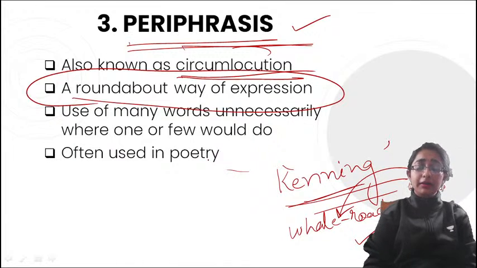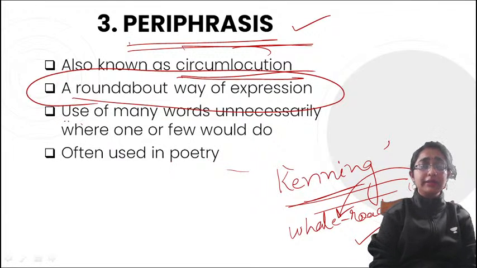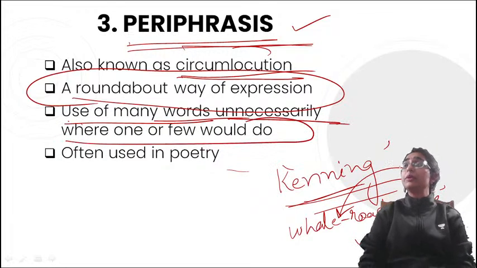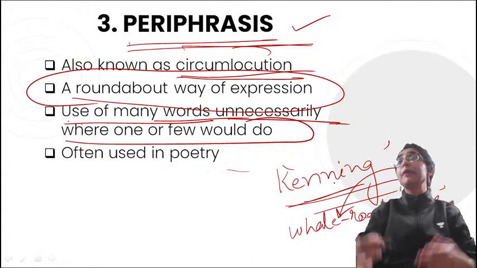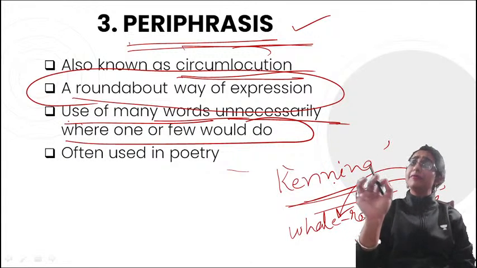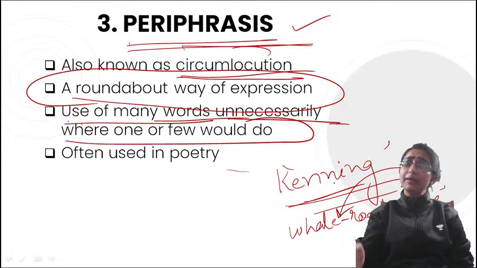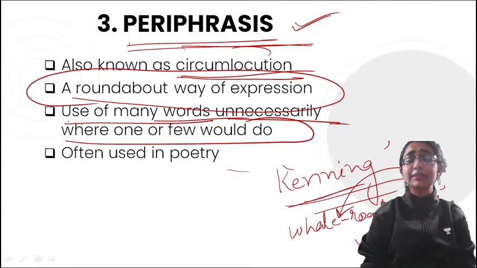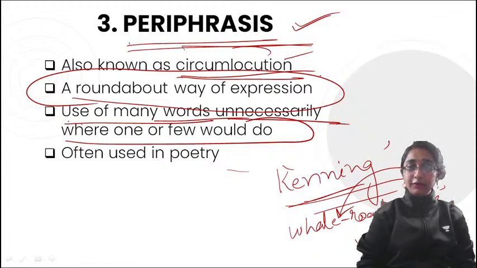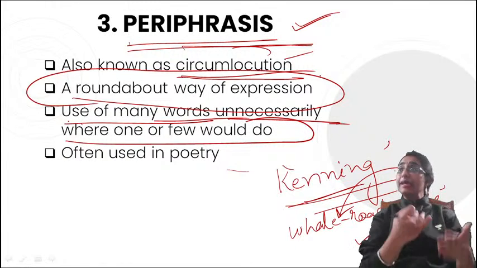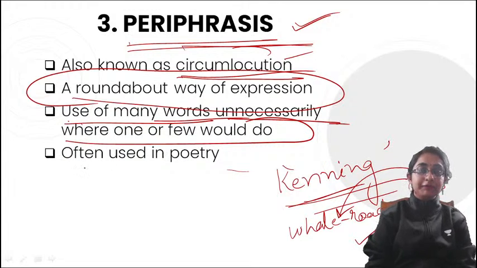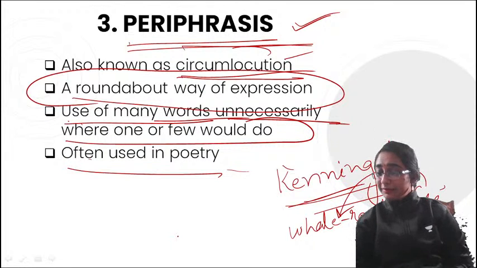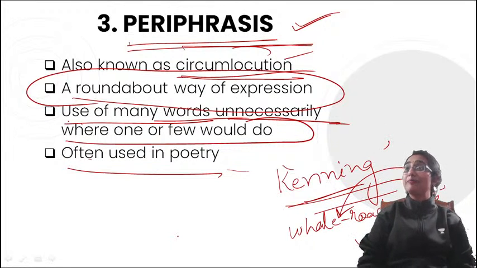Okay. And what does it do? It uses many words unnecessarily where one or few would do. So it is actually talking unnecessarily. We are explaining things unnecessarily where there is a single word which can serve my purpose, but I am telling it very descriptively. That is called periphrasis or circumlocution, roundabout way. That is why circumlocution, that means saying in a circle. In Hindi we can say घुमा फिरा कर बात करना. Okay, so this घुमा फिरा कर बात करना is called periphrasis, right?